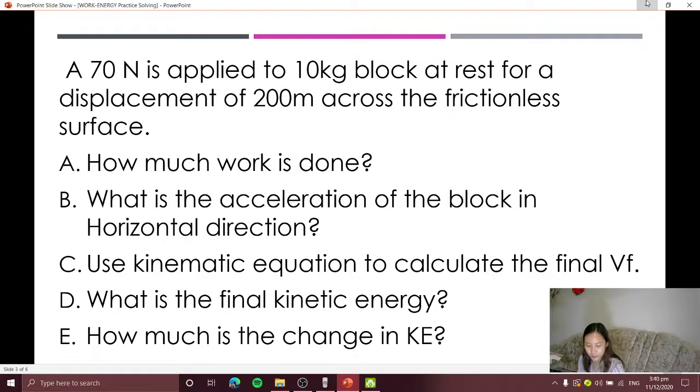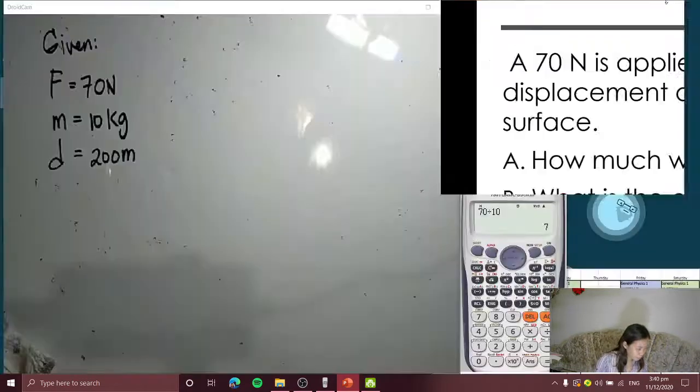We have different ways of calculating the final velocity. We can use different equations. However, it is specified in the problem that we are going to use the kinematic equation. So, before we solve for Vf, let us first recall the different kinematic equations that we used last time.